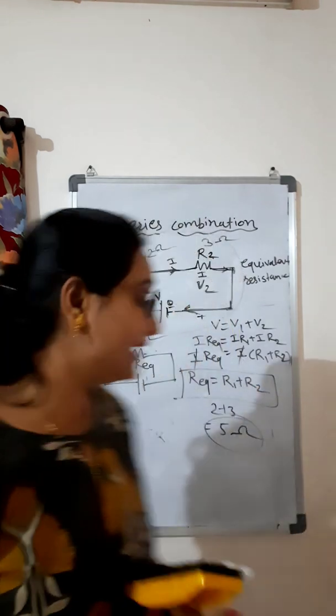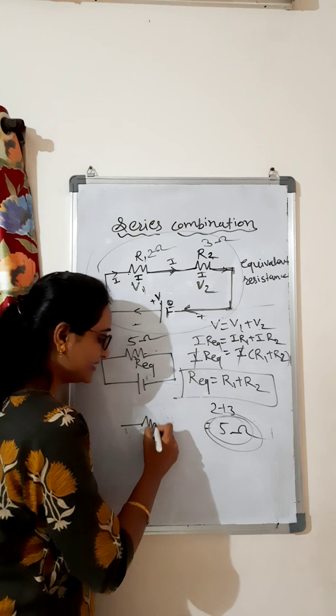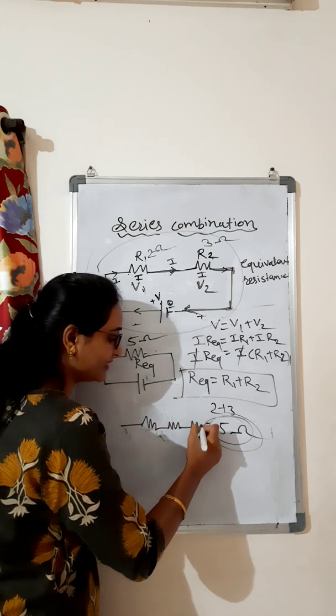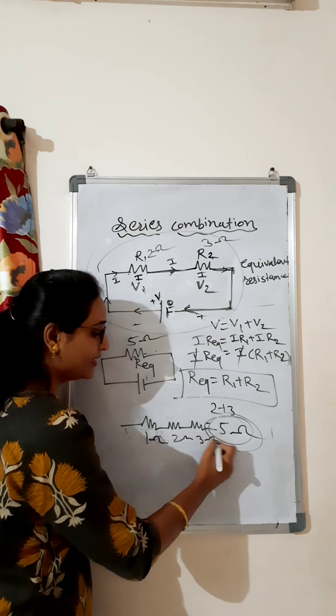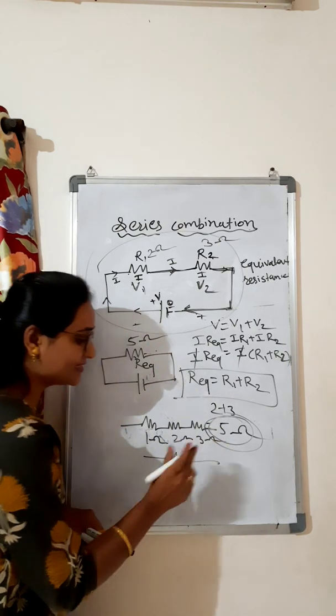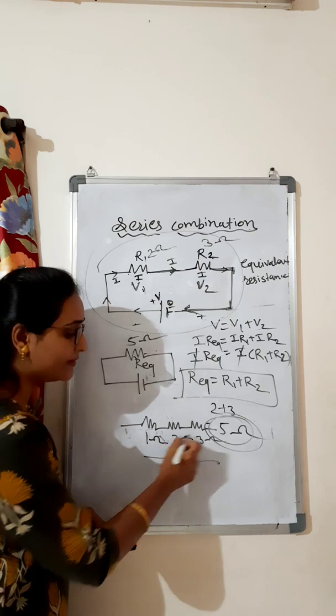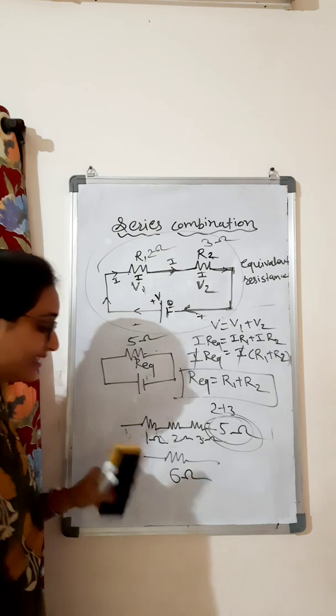From that, if you see here, I am getting 5 ohm resistance. Instead of these 3 resistances, this 1 ohm, this 2 ohm, this 3 ohm, I have to keep only one resistance. So I take 1 plus 2, 3. 3 plus 3, 6 ohm resistance I have to keep in that circuit.